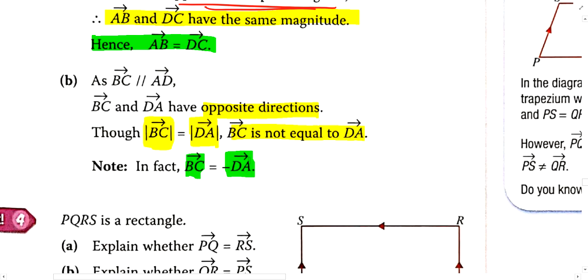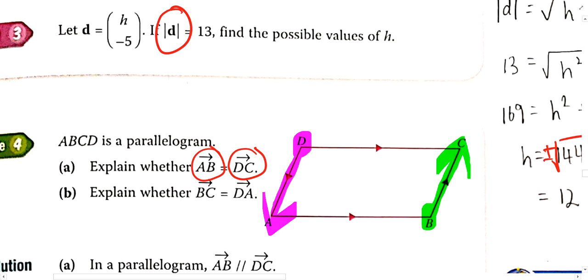Okay, why do they say that? Let's take a look at our diagram again. BC, in green, negative DA.